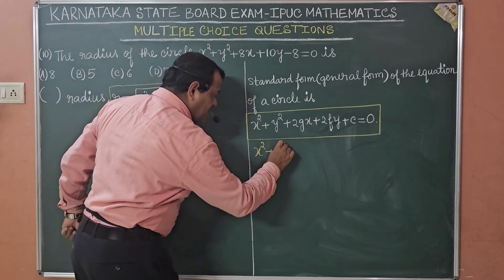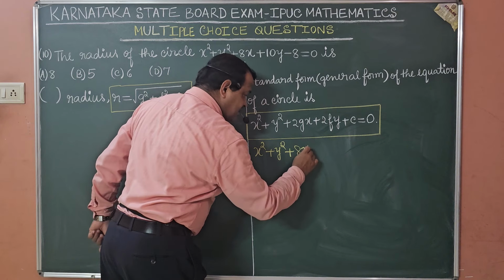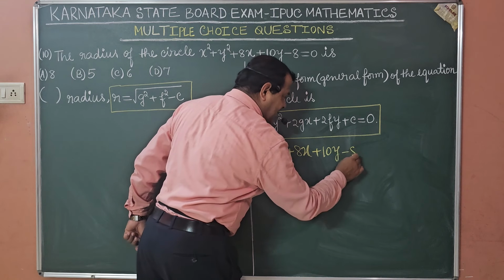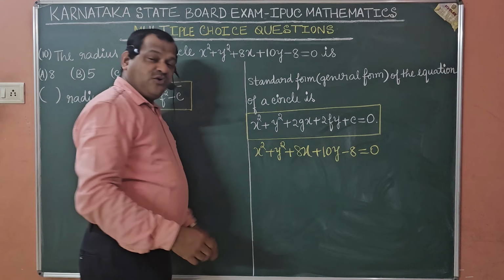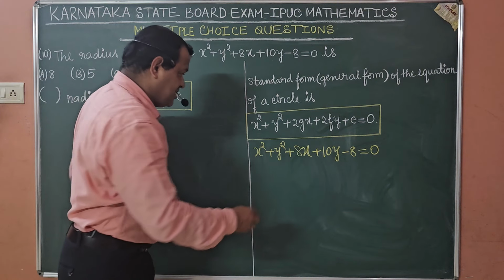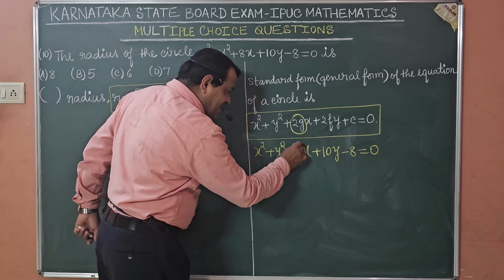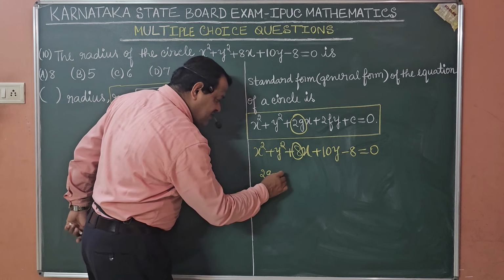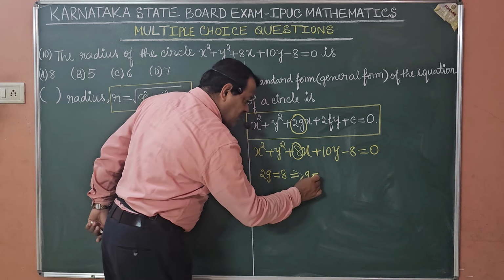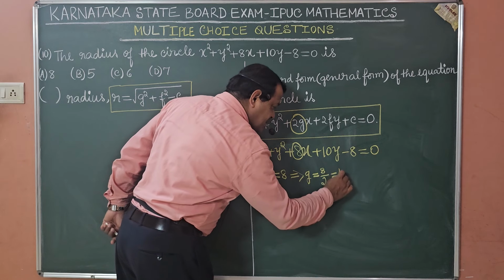See, x square plus y square plus 8x plus 10y minus 8 is equal to 0. Therefore, I will equate coefficients of x in both the equations. Here the coefficient of x is 2g, here 8. Therefore, 2g is equal to 8, and this follows g is equal to 8 by 2. Therefore, G is 4.